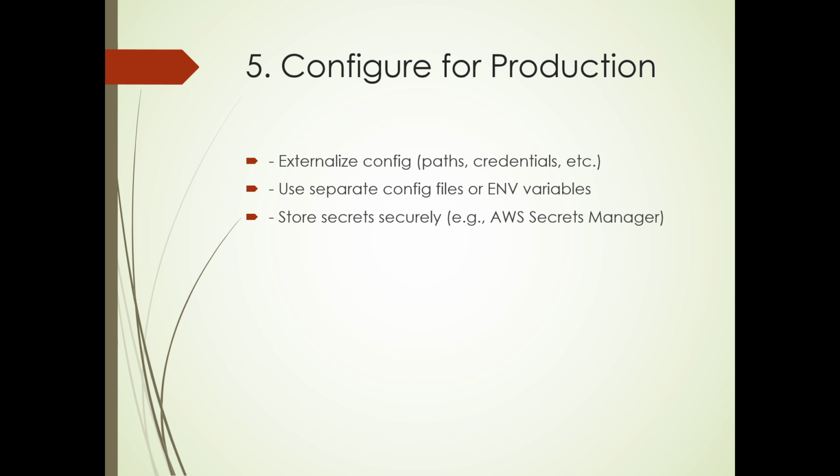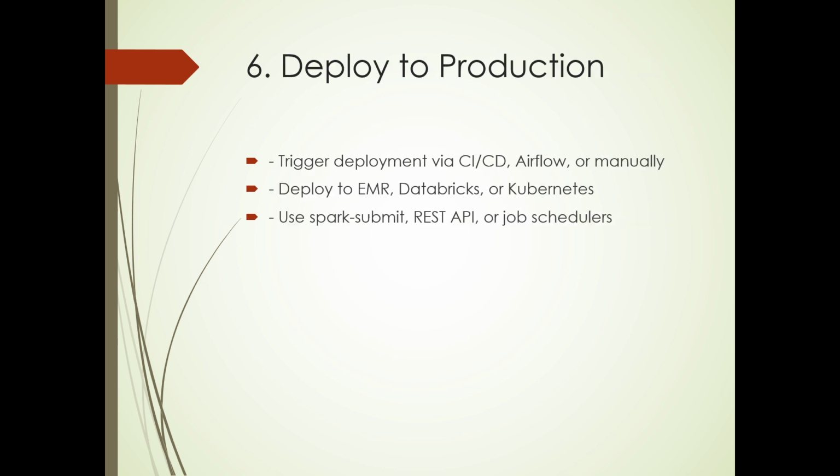Instead of giving that username and password in the config file, we can simply take those details from the AWS Secrets Manager for security purposes. Now, deploy to production. Now all are done, your environment files are done, your jars are ready and everything. Now we need to deploy the changes to production.